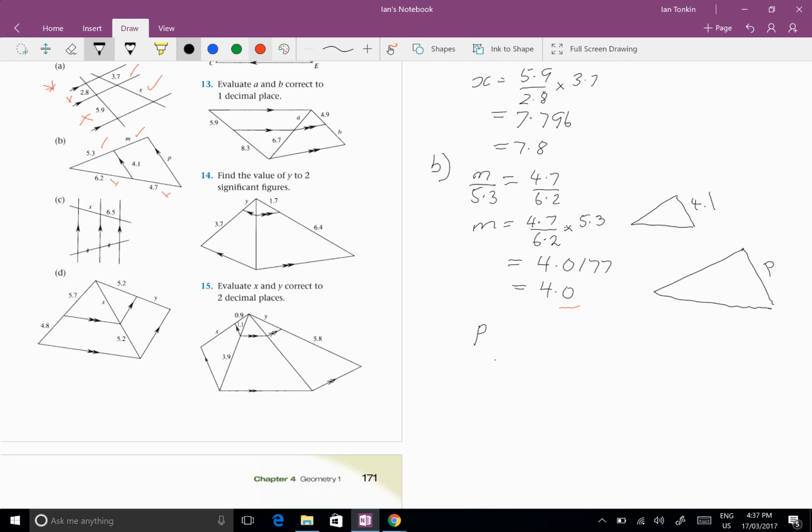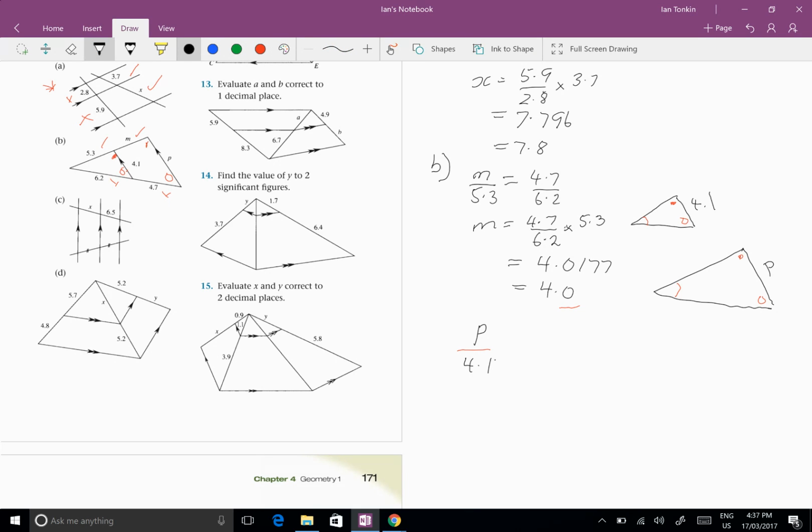Now we know that these triangles are similar. Well, we can tell they've got a common angle here, and this angle and this angle are corresponding, so they're equal. And this angle and this angle are equal because they're corresponding. So the two triangles are similar. It doesn't ask me to prove this, but that's okay. So P over 4.1 is going to equal the ratio of the other sides.